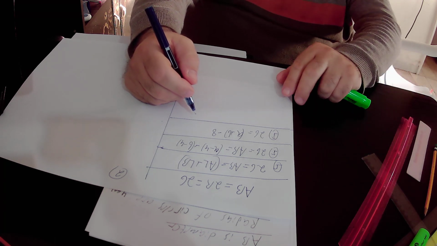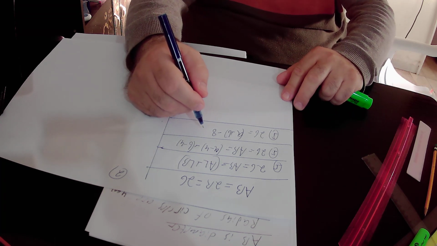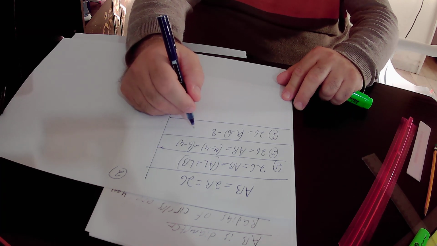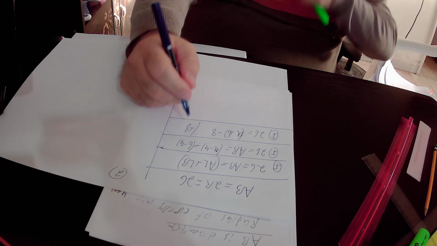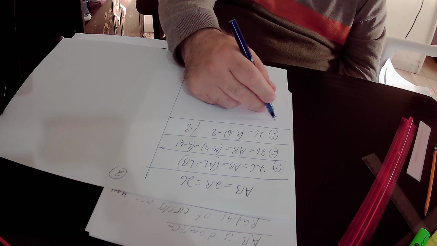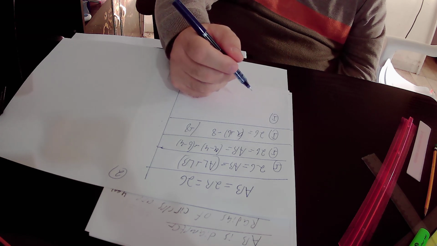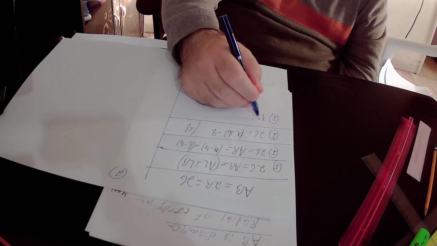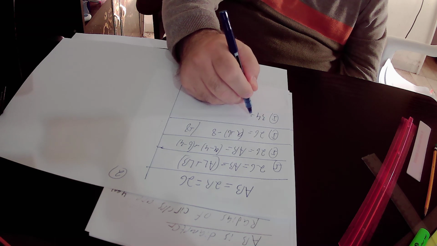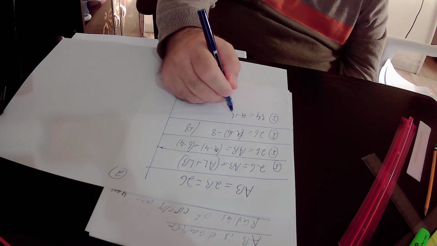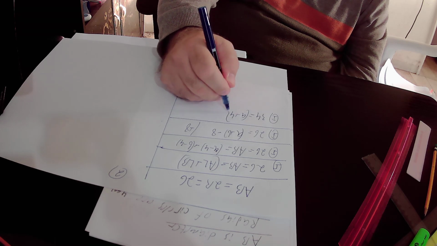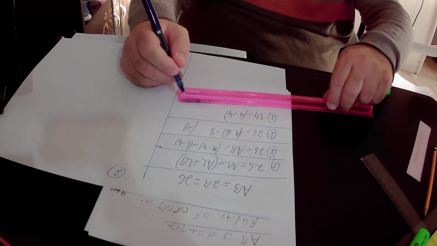Here we will add 8 to this equation number 1, and we get that 26 plus 8 is 34, so 34 equals A plus B. According to equation number 1, A plus B equals 34.